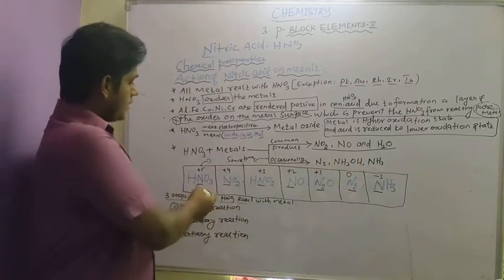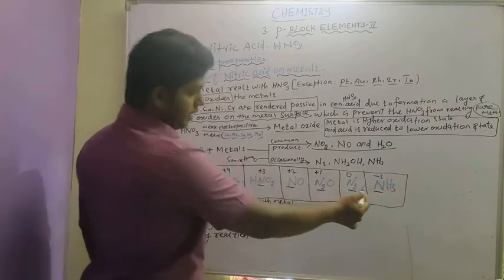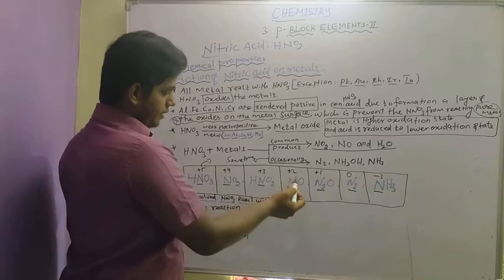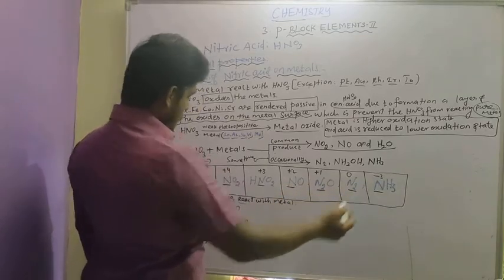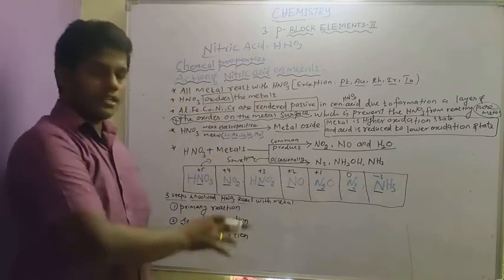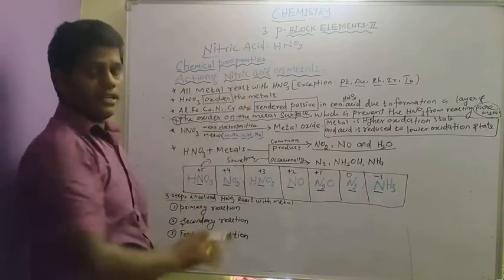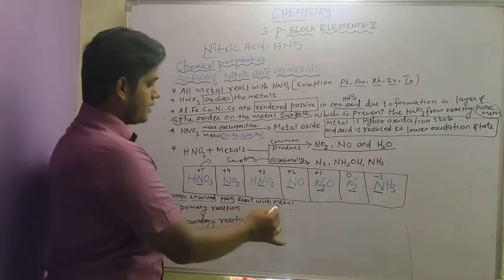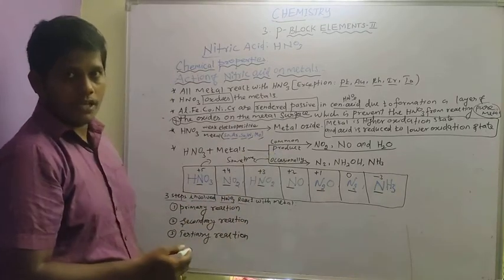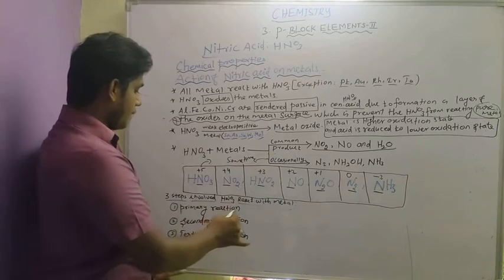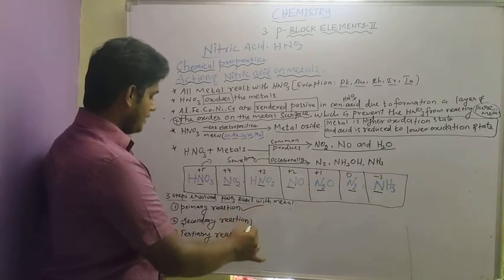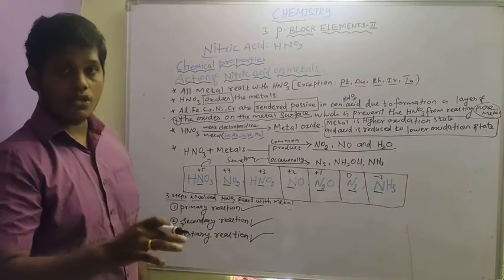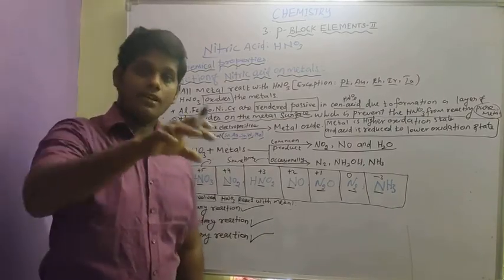Also here the various oxidation states are given for nitric acid, nitrogen dioxide, nitrous acid, N2O, N2 and then NH3. Okay, so these are the general products when nitric acid reacts with a metal. Also, the three steps involved in the reaction of nitric acid with a metal are the most important: primary reaction, secondary reaction and tertiary reaction. These are the three steps involved.